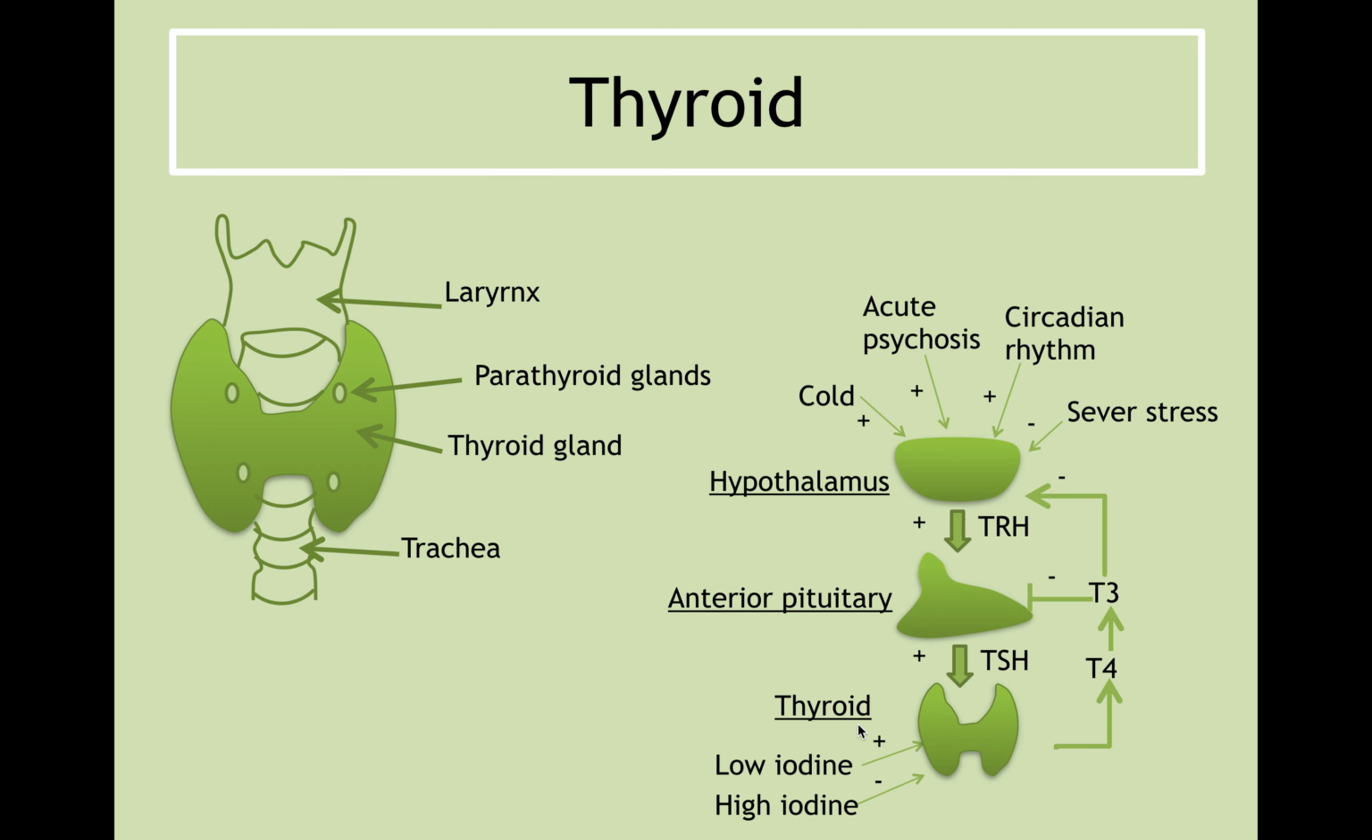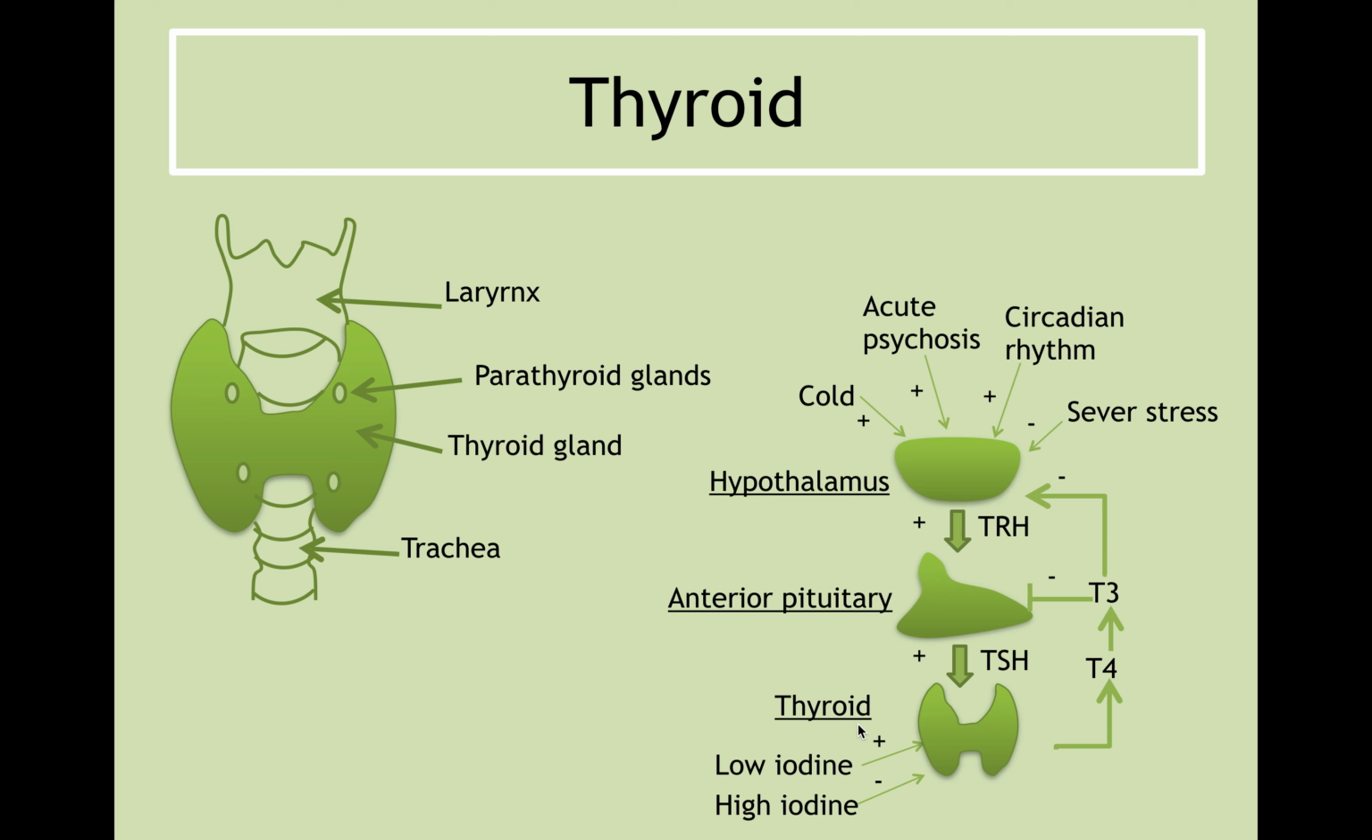So the thyroid is a gland which sits in the neck. It's located just below the larynx, and it produces the thyroid hormones, which are T4 and T3. T4 is actually produced by the thyroid and is then peripherally changed into T3. The thyroid is stimulated by the anterior pituitary, releasing thyroid stimulating hormone. The anterior pituitary is stimulated by the hypothalamus, which releases thyrotropin releasing hormone.